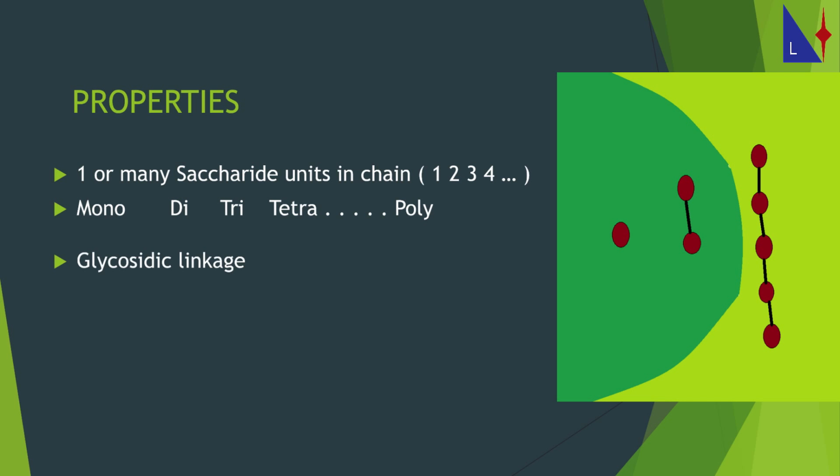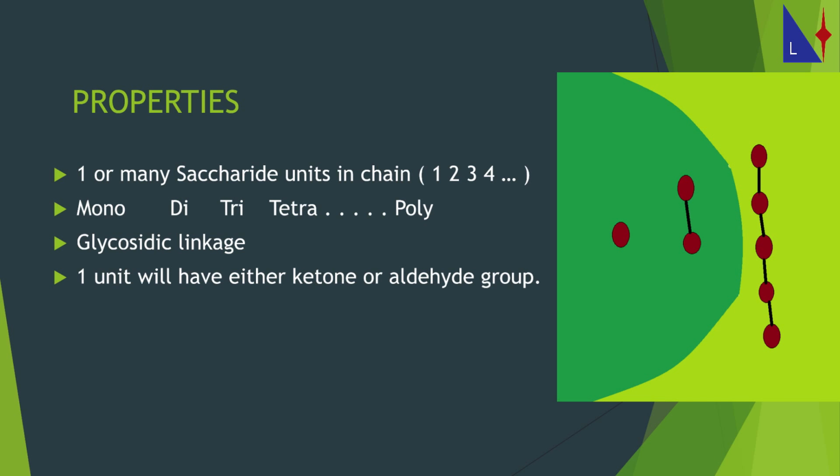Now these sugar units are joined together by glycosidic linkage. This bond which we are seeing in between these sugar units is called glycosidic linkage, and each sugar unit will have its own ketone group or an aldehyde group. And on hydrolysis, this glycosidic linkage will break.